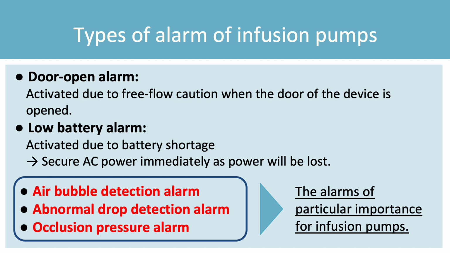There are different types of alarms for infusion pumps as described above. The door open alarm is an alert to notify the opening of the door in the free flow. The low battery alarm notifies that the battery level is low and the user needs to ensure the power source immediately. The alarms of air bubble detection, abnormal drop detection, and occlusion pressure detection are particularly important when handling an infusion pump. The cause and response methods to each alarm will be explained from the next section.